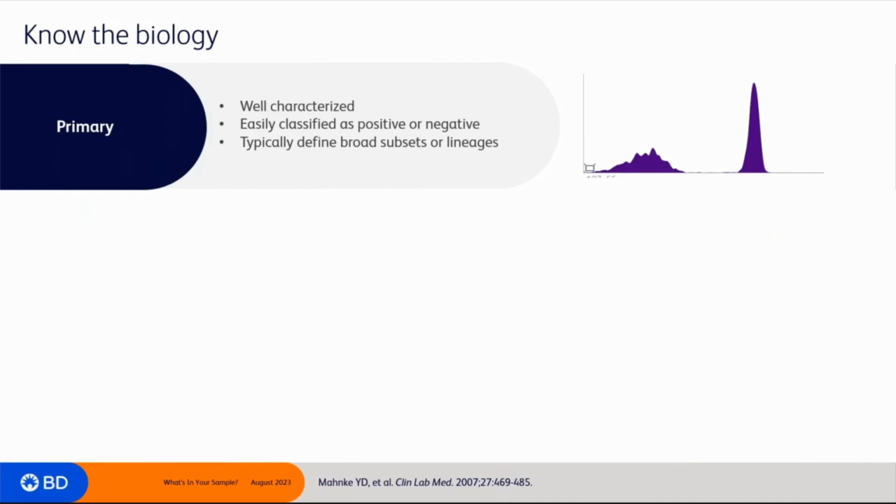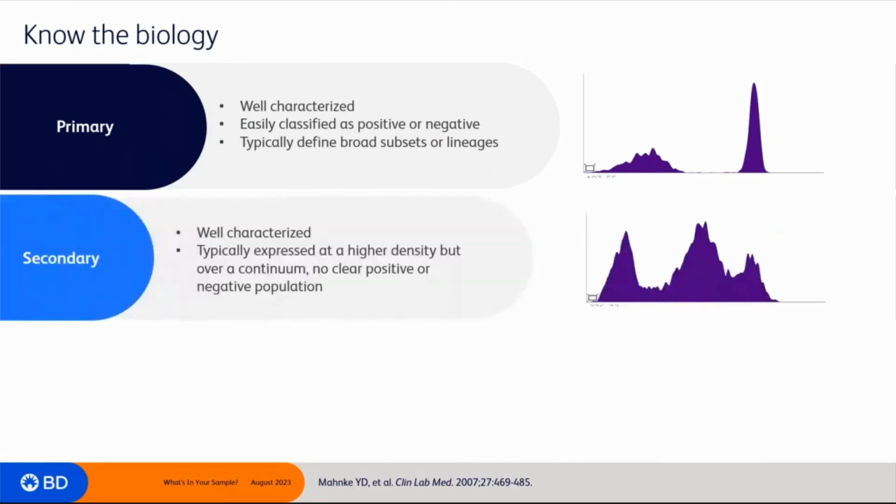Primary antigens typically define broad subsets or lineages. Examples of primary antigens are CD4 and CD8, and they are highly expressed in an on and off fashion, which means having a clear negative and a clear positive population. Next, there are secondary antigens. These are also well characterized and highly expressed, but usually over a continuum, and there are no clear positives or negatives.